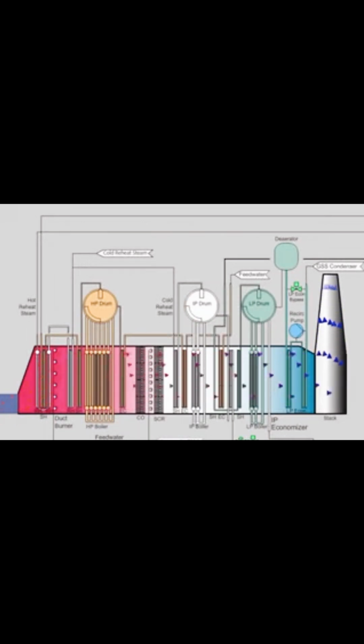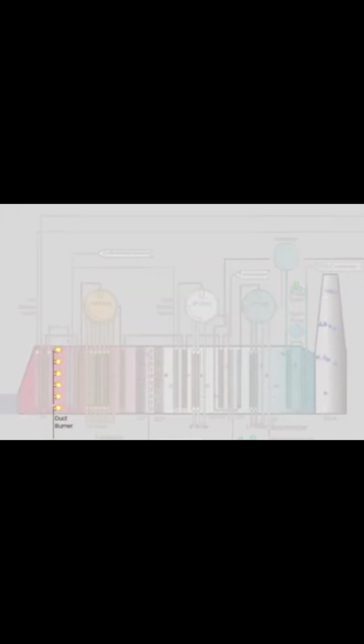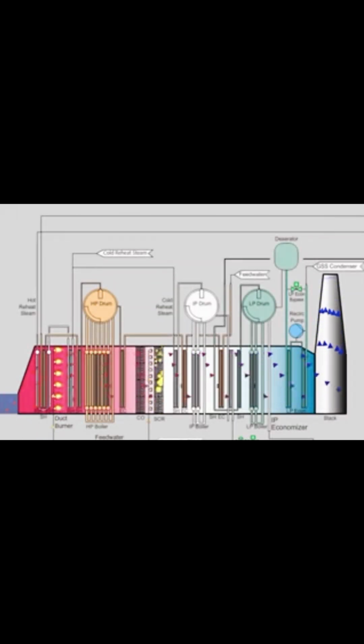A typical HRSG also includes additional components for emission controls, such as a selective catalyst reduction system, or SCR, and may contain duct burners, which burn additional fuel to provide more heat to maximize steam production, utilizing excess unburned oxygen still present in the gas turbine exhaust stream.